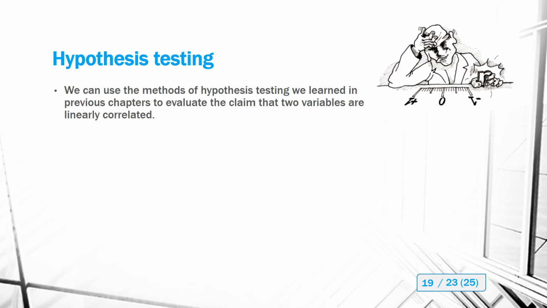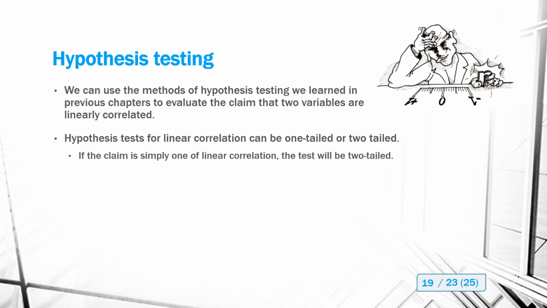I mentioned at the beginning of this lecture hypothesis testing, and yes, we can use the methods of hypothesis testing we've learned earlier to evaluate a claim that two variables are linearly correlated. So hypothesis testing can be one-tailed or two-tailed, as we know. In the case of hypothesis testing for linear correlation coefficients, if the claim is simply one of linear correlation, then the test will be two-tailed. But if we get more specific and say that the claim is positive linear correlation or negative linear correlation, then our test is one-tailed.